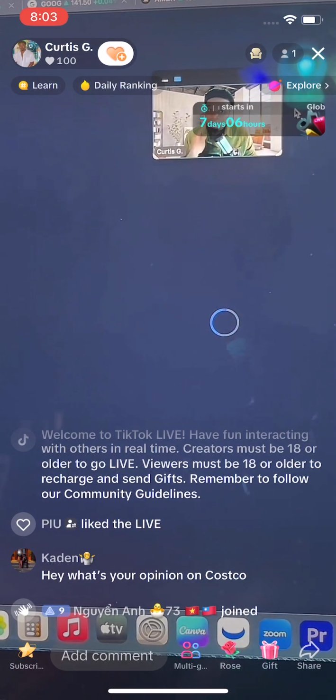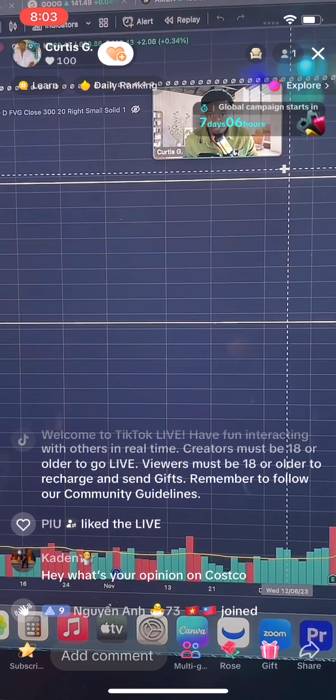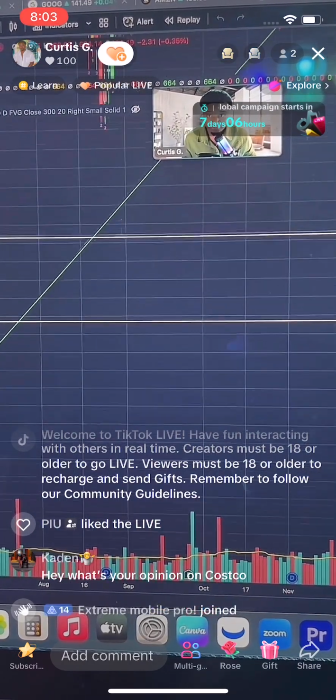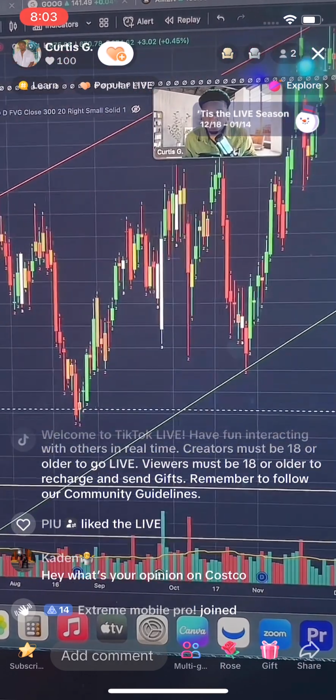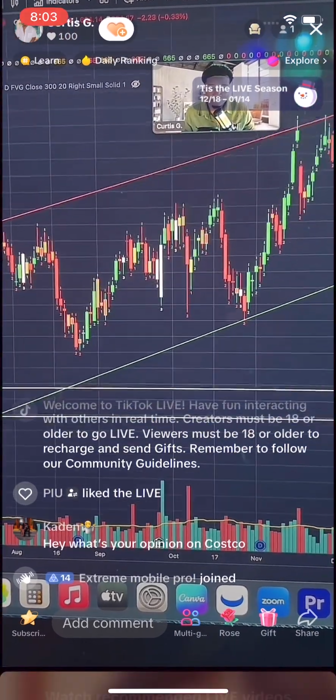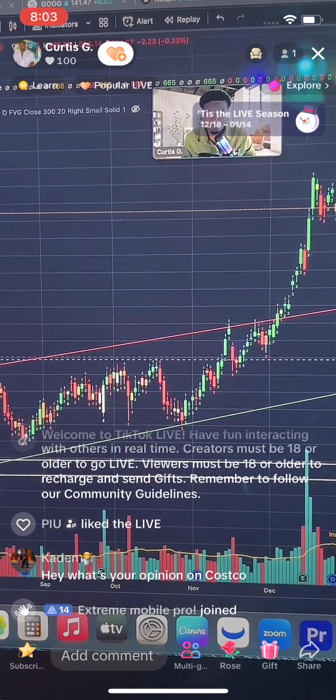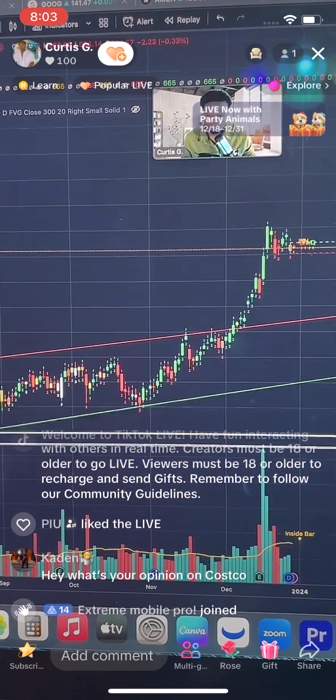I can answer both. While this is loading up the Costco chart, I can tell you I like Costco long-term. You know, they just announced that they're doing a special dividend for their shareholders of $15. If I remember correctly, you needed to have those shares purchased before December 27th to qualify for that special dividend. So right now what we're looking at is the daily chart for Costco.